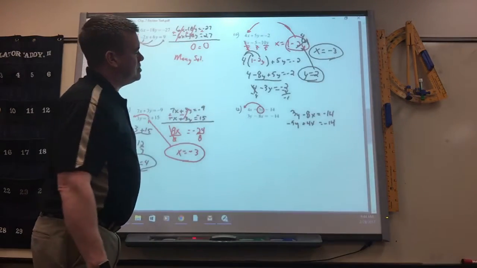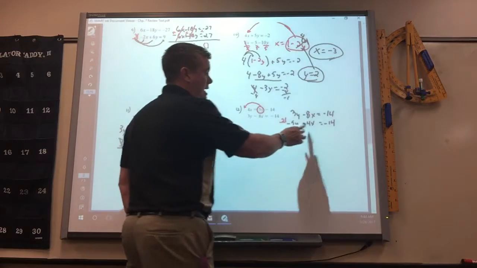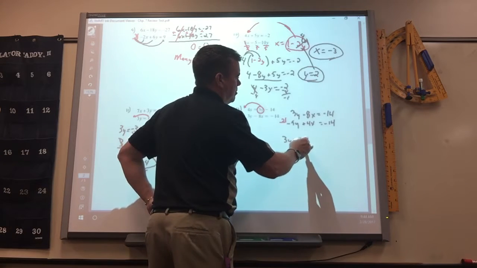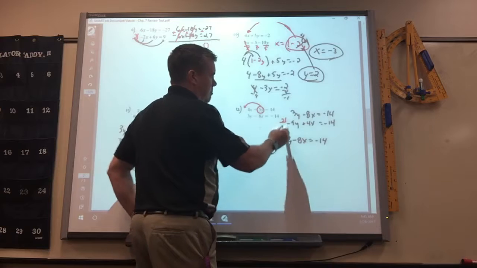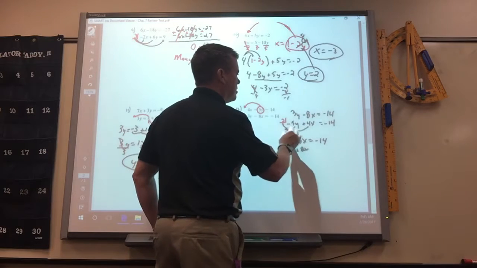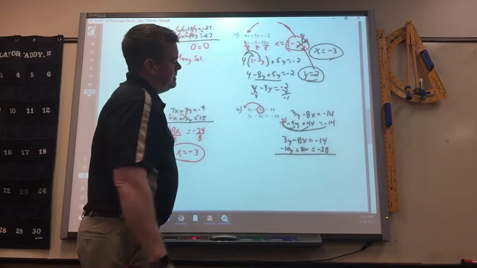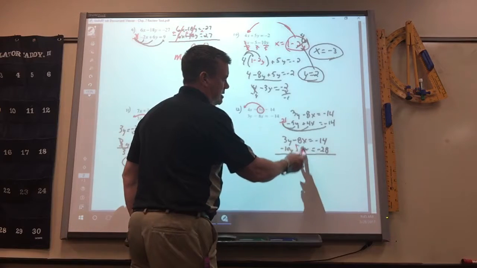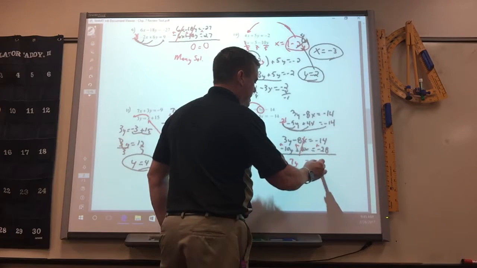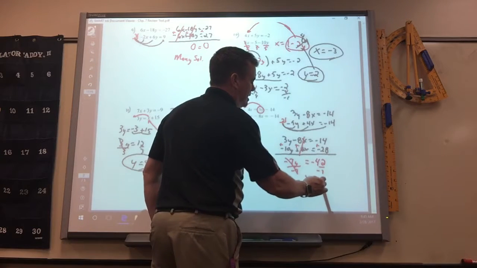So I could match these up if I take, probably the quickest is just take the bottom times 2, because that would make 8x right there. So again, the top's going to stay the same. The bottom would be negative 10y plus 8x equals negative 28. So, add to get these to cancel. Add, and that's negative 7y. Add, and that's negative 42. So divide by negative 7, and y is 6.